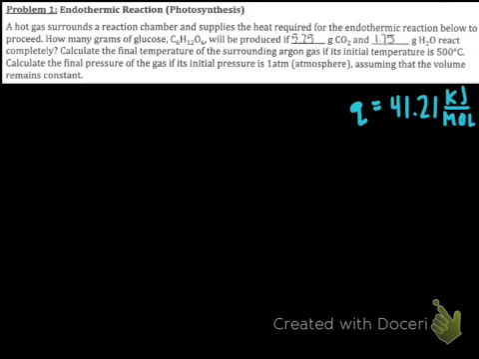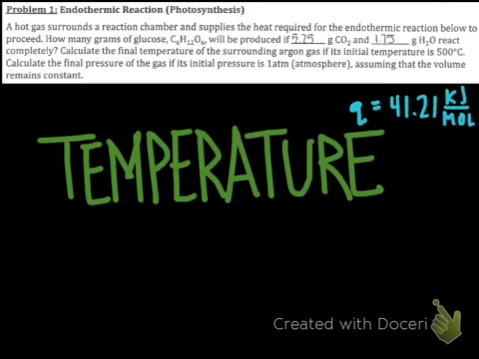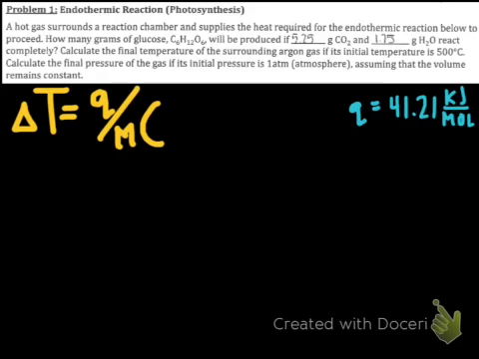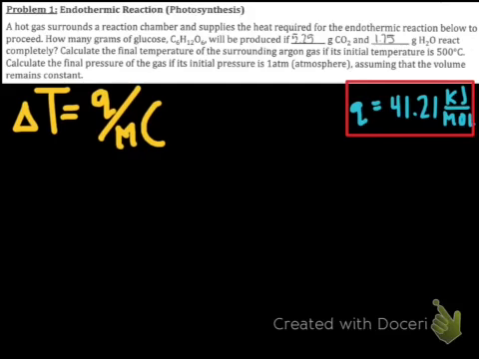So now we will start our second step. Our second step is to solve for the temperature change of the argon gas. To solve for the temperature change, we will use the formula delta T equals Q over M times C. Now we already have Q, which is the heat that we calculated in our previous problem. So that is 41.21 kilojoules per mole of glucose.